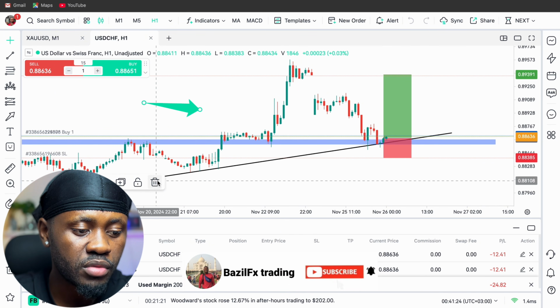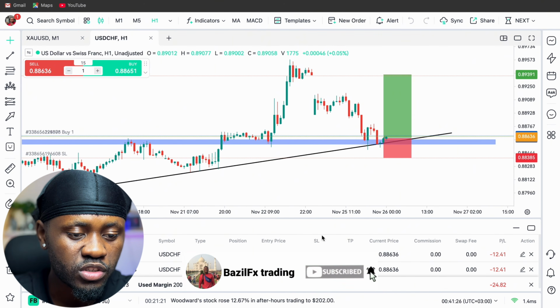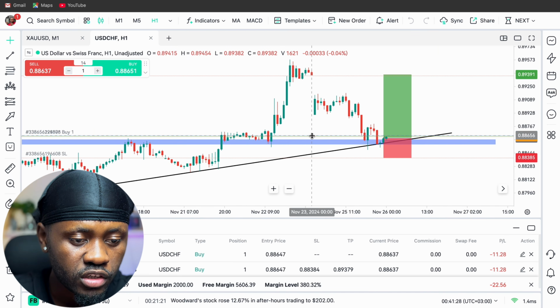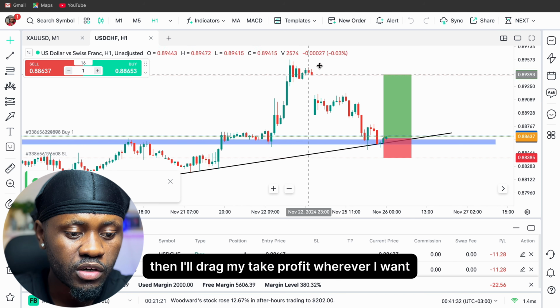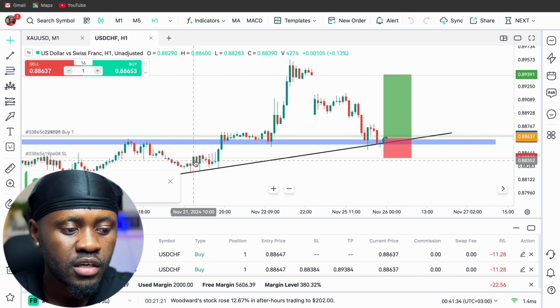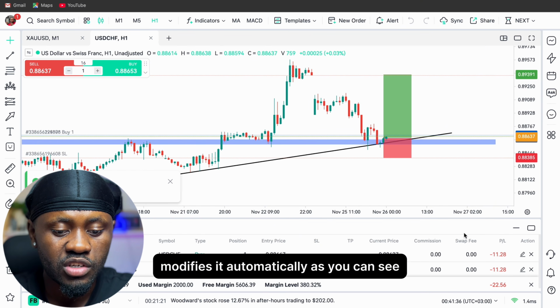When you tap on it, you are able to modify it without even having to type in everything manually. So I just tap it like this, and then I drag my take profit wherever I want, as you can see, and it just modifies it automatically. Now that is our trade.